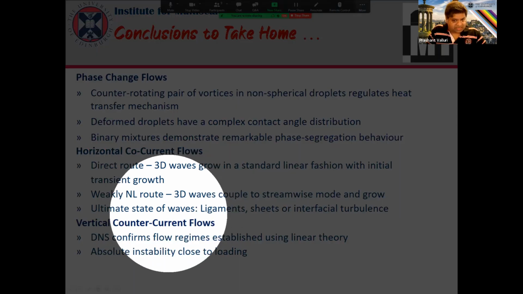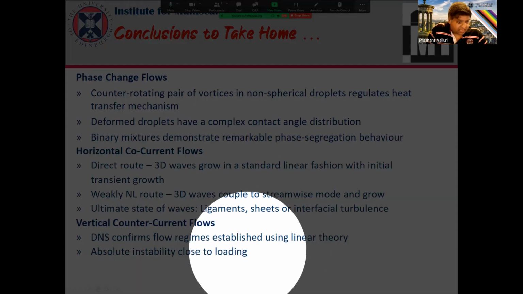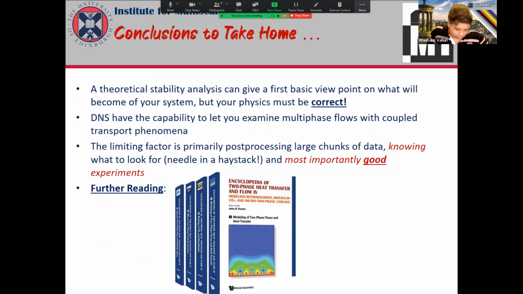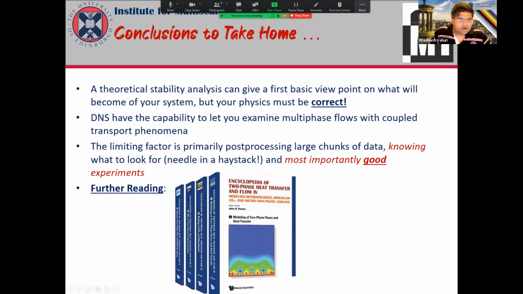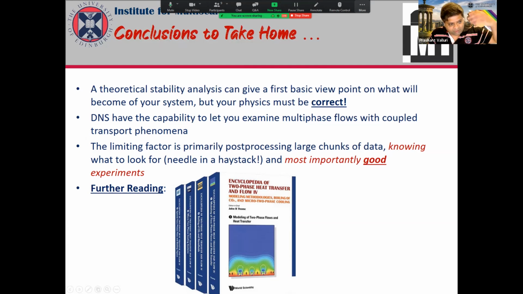You can also have ligaments, sheets, and you can go into interfacial turbulence. Finally, in the case of vertical countercurrent flows, you can also have absolute instabilities that can kick off your system. A quick thing: stability analysis can give you the basic viewpoint of your system, but your physics must be correct. DNS will help you look at the flow pattern very carefully, but again, you need to be careful about what you're looking at.